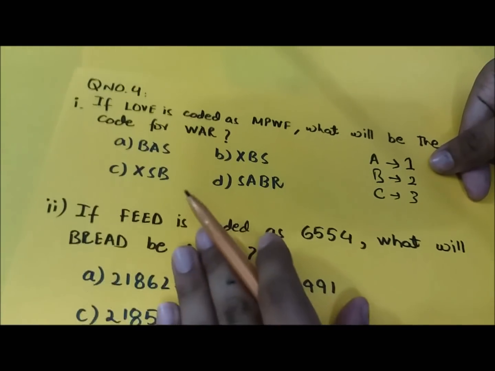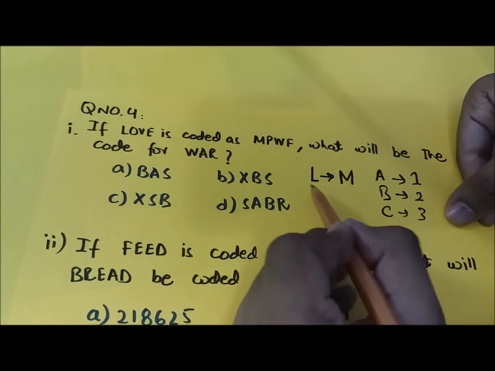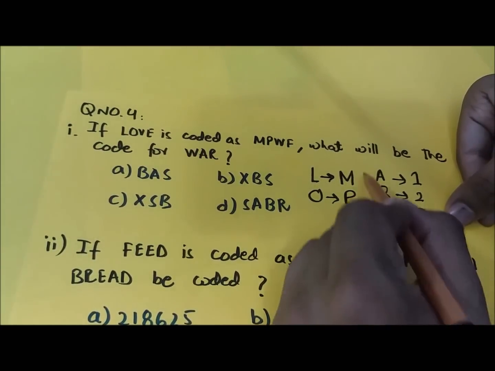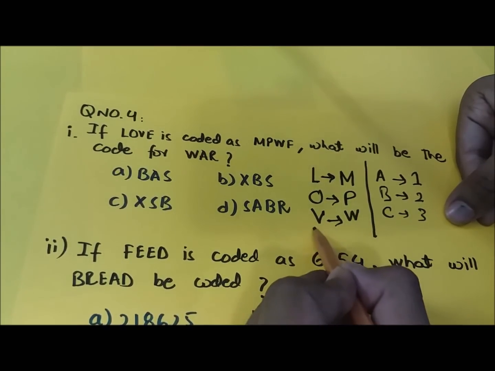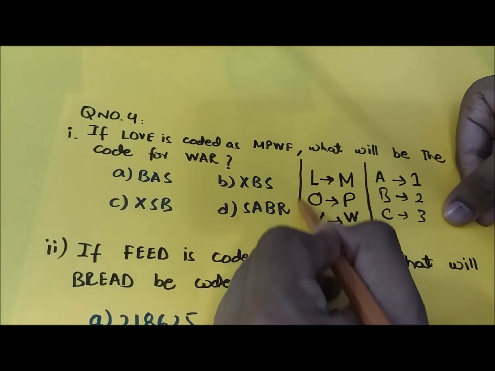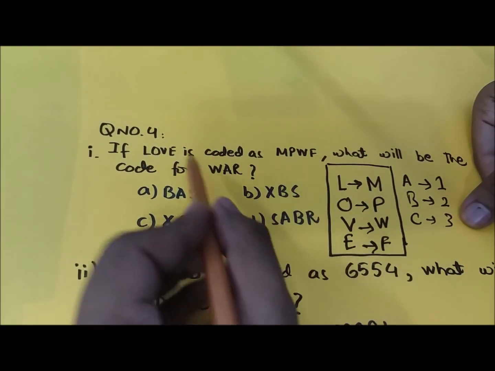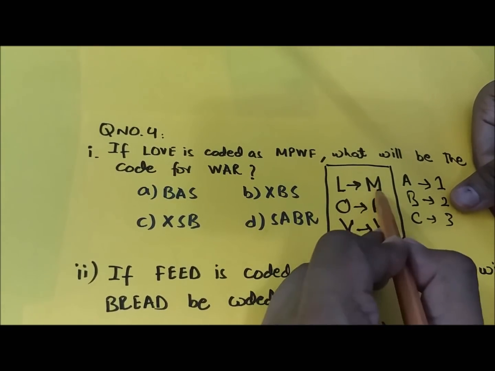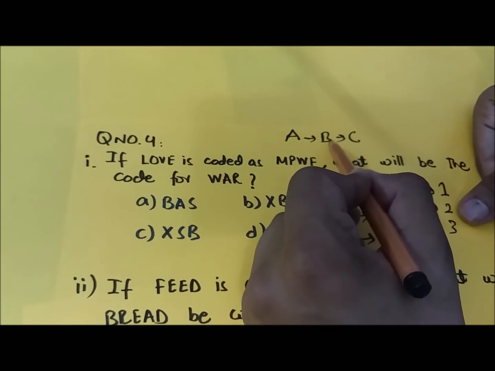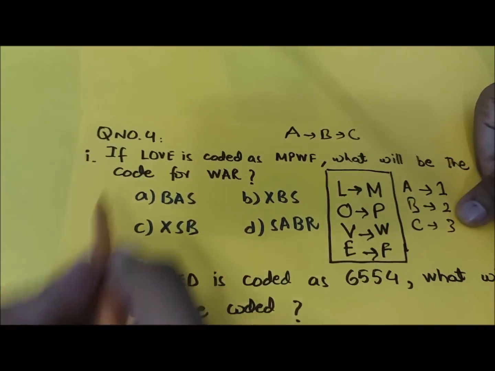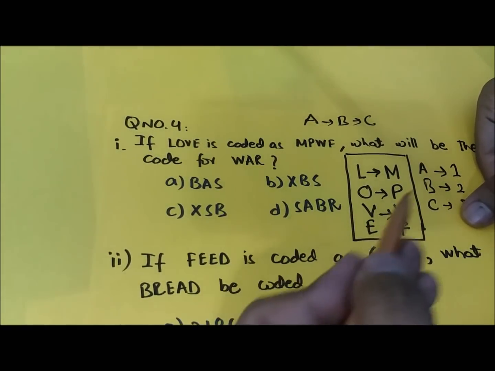So in this way I can say that after L, M comes, after O, P comes, and after V, W comes. Similarly, after E, F comes. The word written here is coded in this way. So we are moving forward from L to M. Like A, B, C: either B could be coded to A or B could be coded to C. So here the L is coded forward to M. In a similar way, the word war should be coded forward.